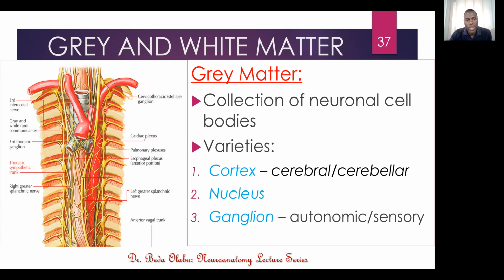The ganglia formed by autonomic nerves are called autonomic ganglia, like the ones I'm pointing at. You can see those nodular collections. Those are collections of cell bodies of neurons, so they are ganglia. But because these are autonomic nerves, we call this autonomic ganglia. You can also have a collection of pseudo-unipolar neurons. If it's a collection of pseudo-unipolar neurons, then you call it sensory ganglia because pseudo-unipolar neurons are sensory neurons.